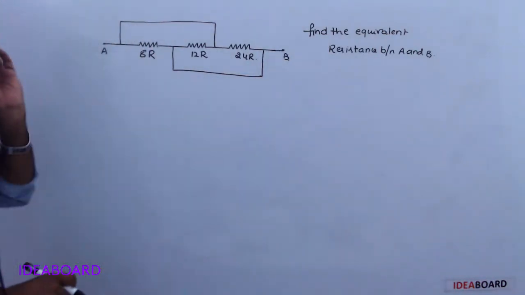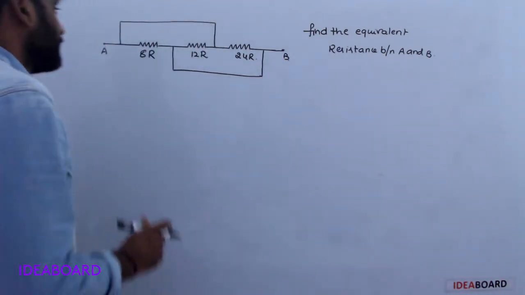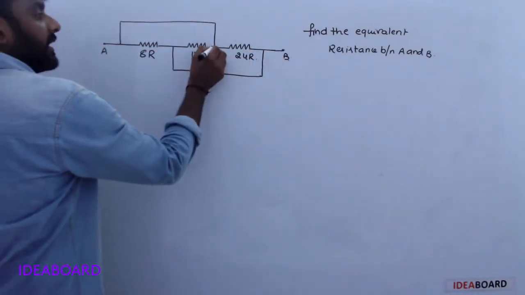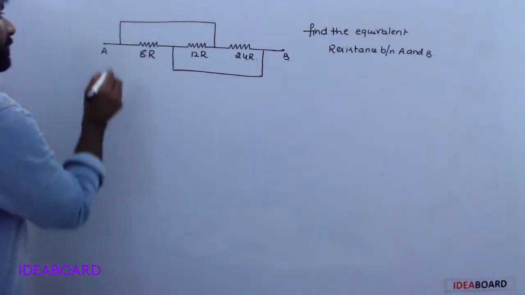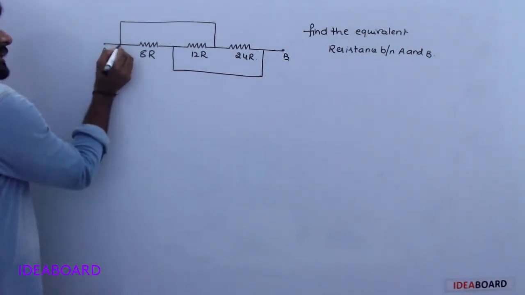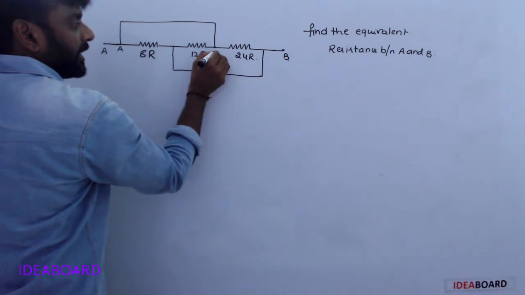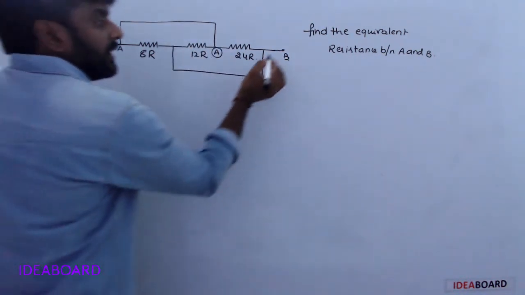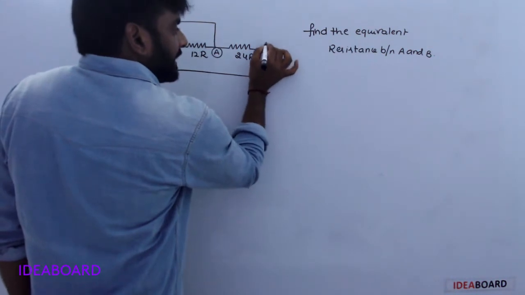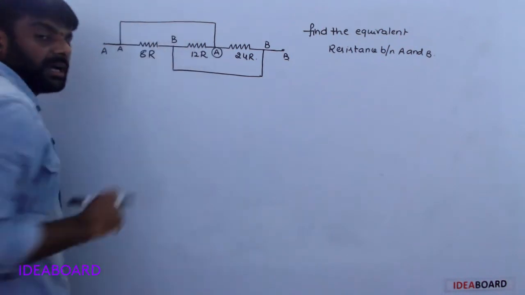So next problem. Find the equivalent resistance between A and B. This is the given diagram. See, here the potential is A. It is connected to this, so here also the potential is A. Likewise, the potential here is B, and here also B. Understood?